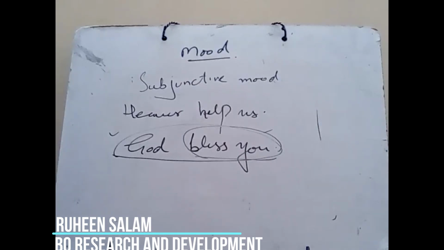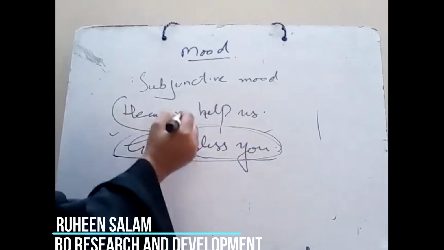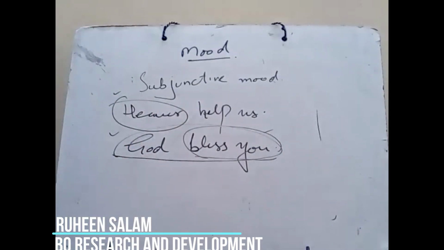Okay, so subjunctive moods are those moods in which we use some phrases related to hopes, wishes, or things related to God, the heavenly things, the superpowering things. And again I am telling you that we still use these moods in our language, but as a whole the mood is not used very commonly now.